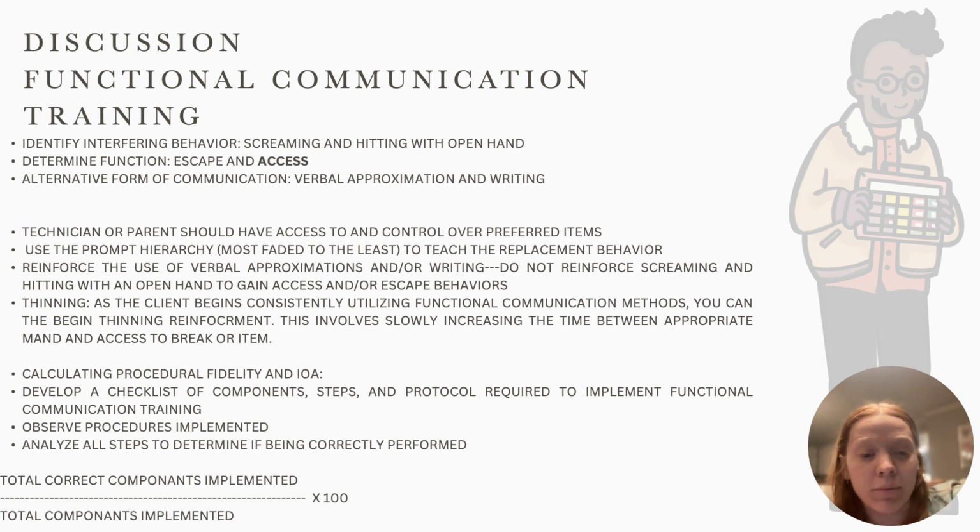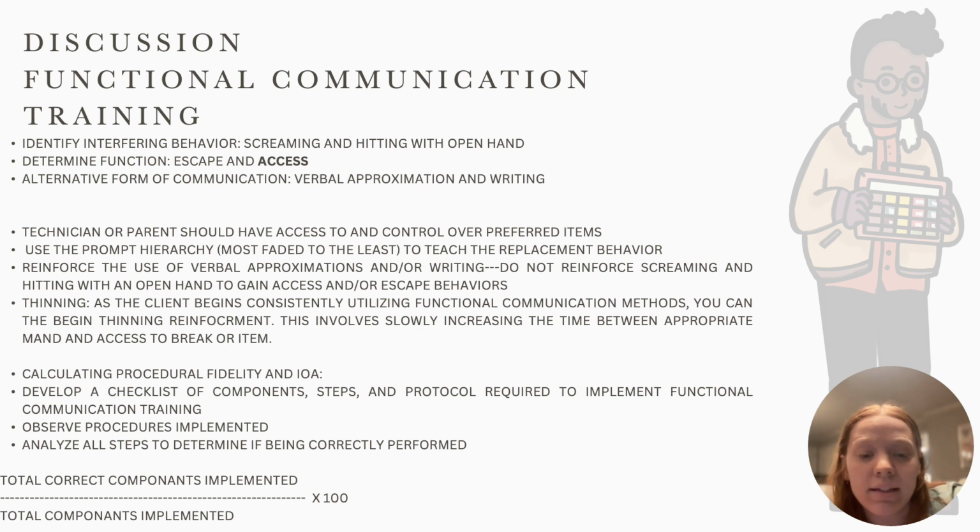When implementing functional communication training, the technician or parent should have access to and control over preferred items. We do not want to grant the client free access to these items, as we want them to appropriately ask for them. We are going to use a prompt hierarchy, going from the most restrictive to the least, to teach the replacement behavior. This is going to encourage the client to quickly learn how to use the verbal approximations and writing instead of the hitting and the screaming behaviors.